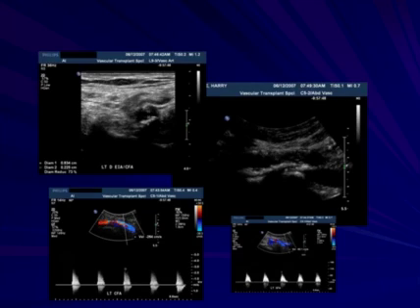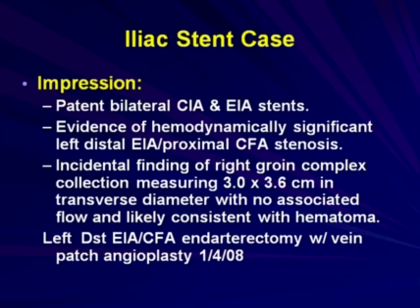We evaluated then the runoff for that, the common femoral, the SFA, looking at the lesion. Now, your report on this would be bilateral patent common iliac and external iliac artery stents with a hemodynamically significant stenosis of the left distal external iliac artery right at the origin of the proximal common femoral artery, and an incidental finding of that groin complex where we measured it with no associated flow and likely consistent with a hematoma.